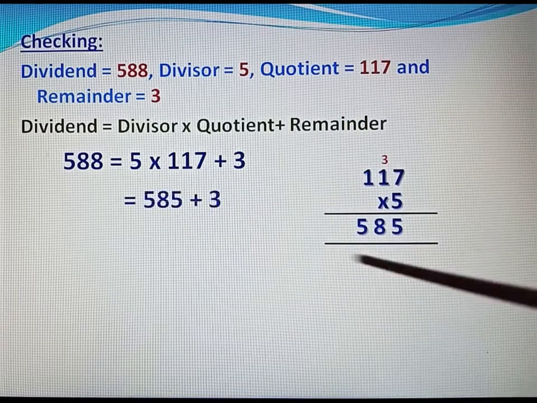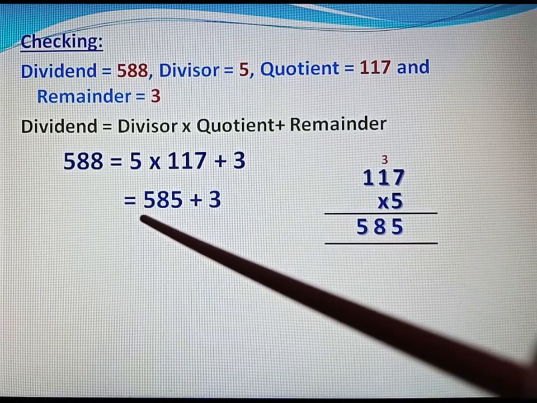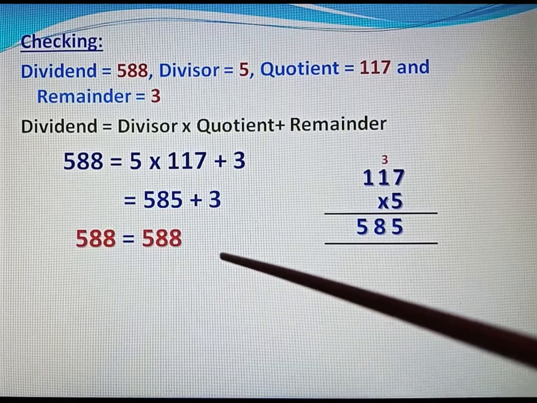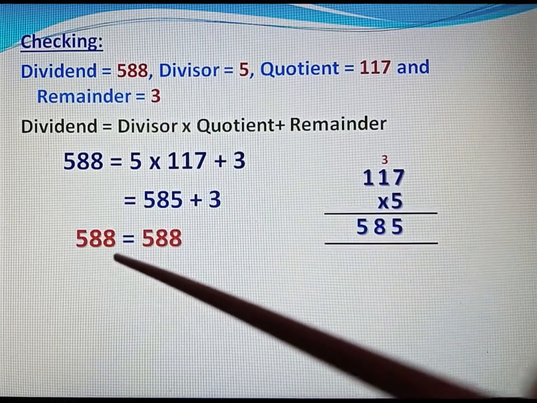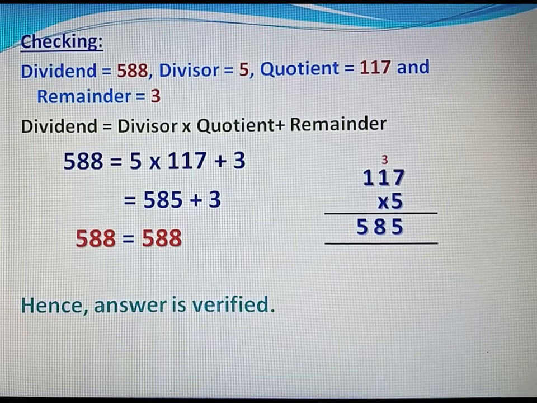Right here 585 plus 3 and then we will do addition. 585 plus 3 equal 588 and dividend equal 588. Both are equal. Hence answer is verified.